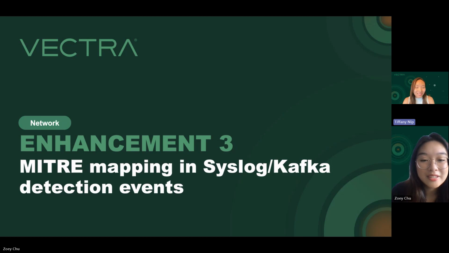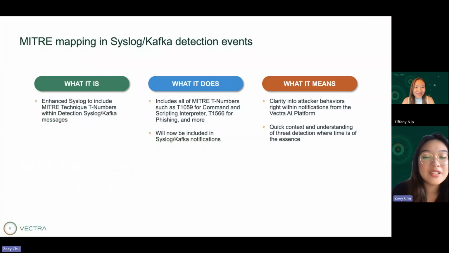Amazing. And then the third one, MITRE mapping in Syslog and Kafka detection events. What does it mean? Yeah, so this is enhanced syslog to include the T numbers for the MITRE technique. T numbers, for example T1059, are just a descriptor or a sort of code for certain types of attacks. So we're including the MITRE technique T numbers within the detection Syslog and Kafka messages.